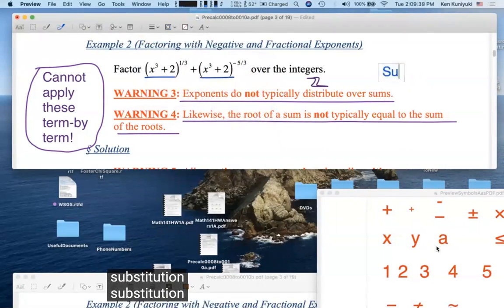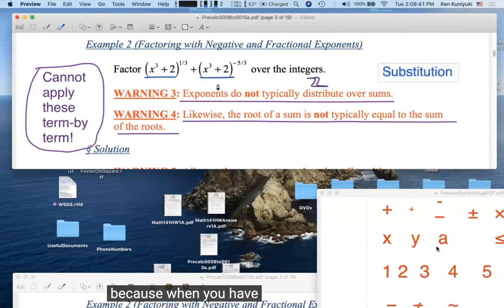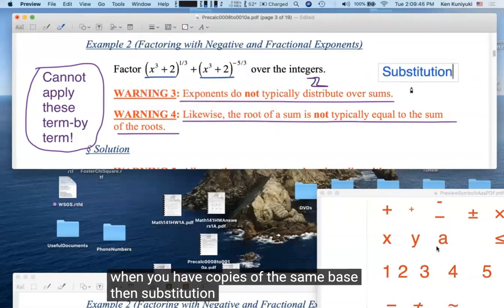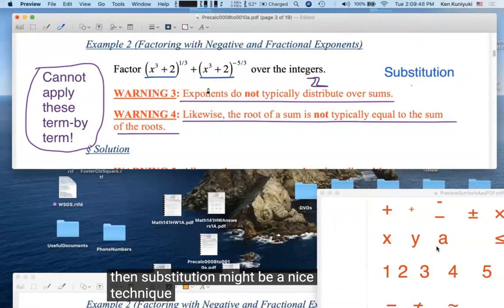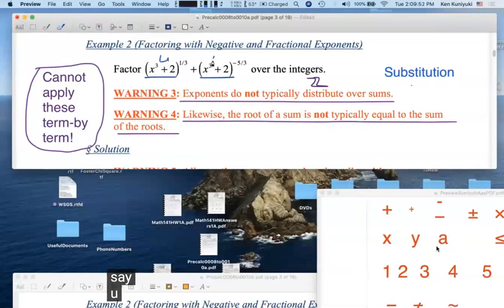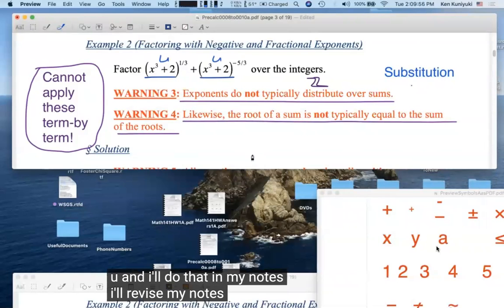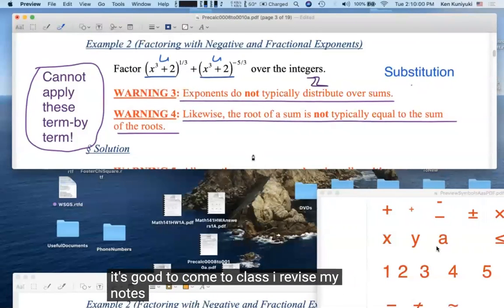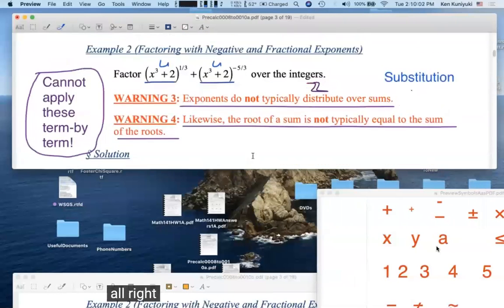Substitution. Because when you have twins like this, when you have copies of the same base, then substitution might be a nice technique. So we can replace x cubed plus 2 by, say, u. And I'll do that in my notes. I'll revise my notes. That's one reason it's good to come to class. All right.